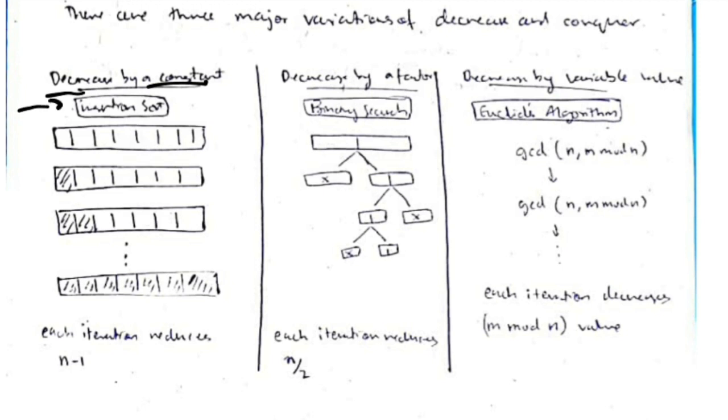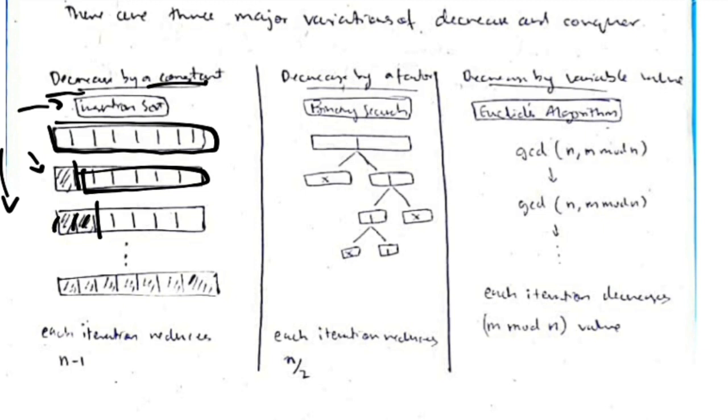In insertion sort, first we'll have all these elements in an unsorted array, and for each iteration one of the elements will be sorted in the first position. Then in the second iteration, two elements will be sorted. So in each iteration, the number of elements remaining is decreasing by one value. In that way, finally all the elements will be sorted, and this is the approach where each iteration reduces by a factor of n minus 1. So that's the first one, which is decrease by a constant.